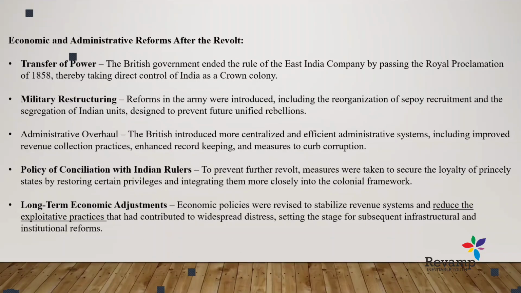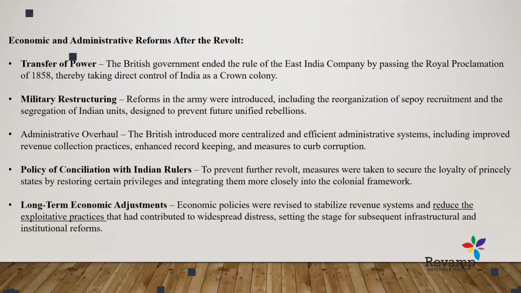After such a nationwide rebellion, there were great economic and administrative reforms conducted by the British government, through which many important results were announced, as we can see here. There was a transfer of power from the English East India Company. The Sepoy Mutiny ended the East India Company's power in India, so its power was transferred to the British Crown, and through this the British Crown rule was started in India.